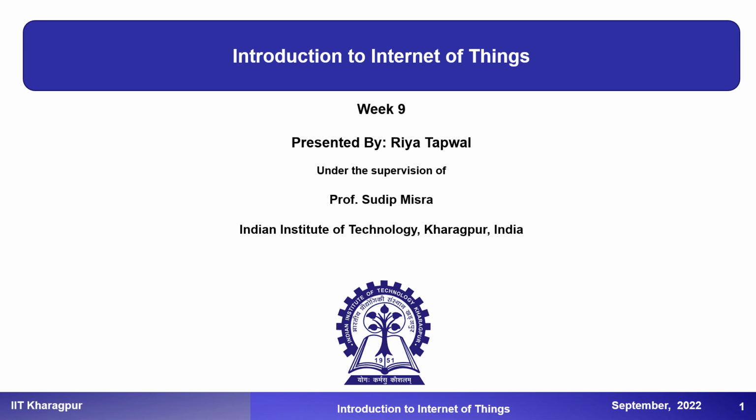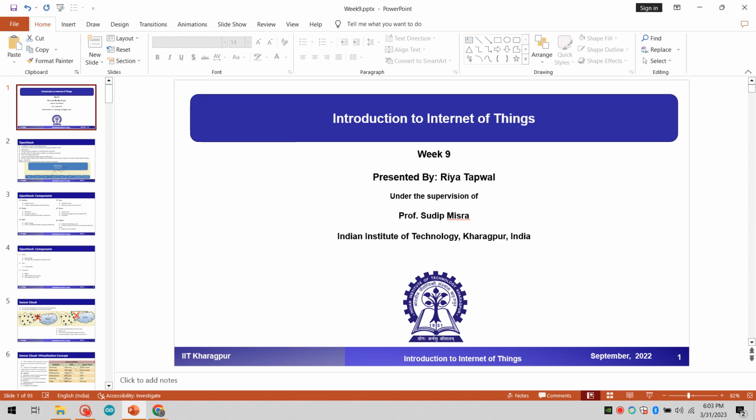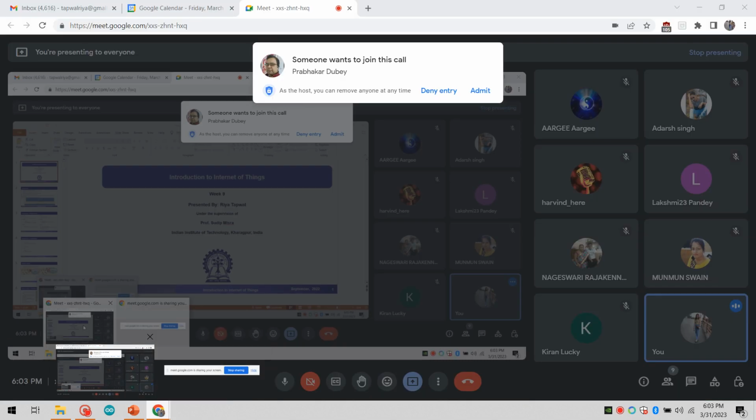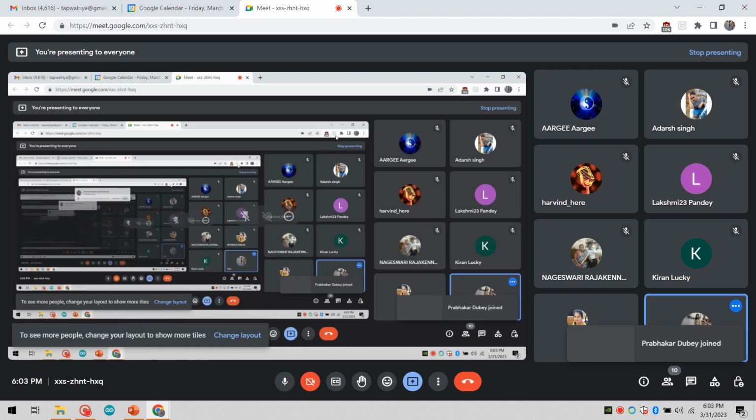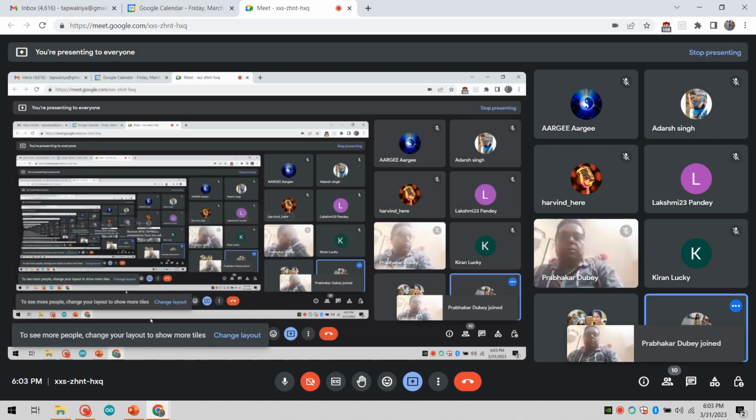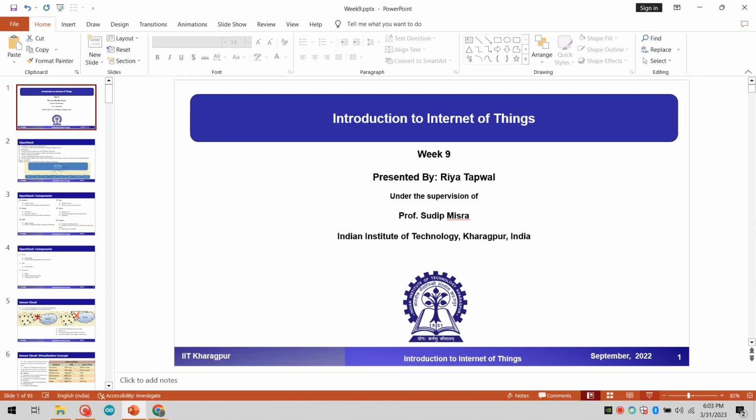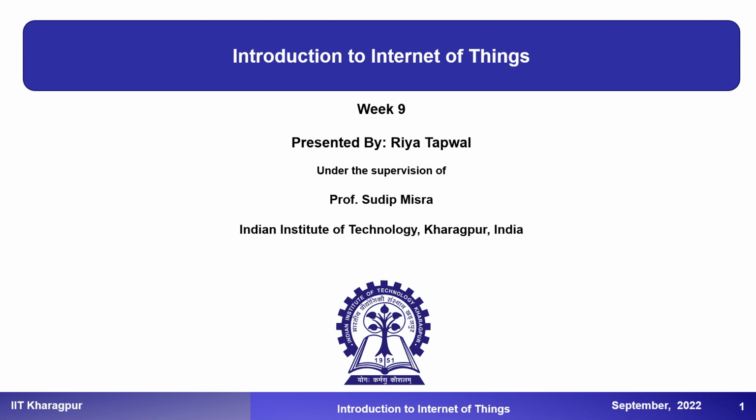Last week we discussed cloud computing, which means storing and manipulating programs and data over the internet instead of on the hard disk of your computer. Today we will continue with the same topic, and after that we will discuss sensor cloud and then fog computing.